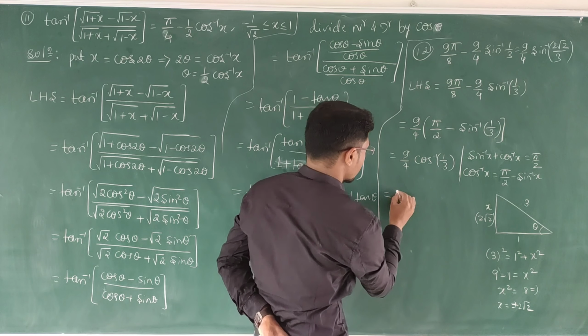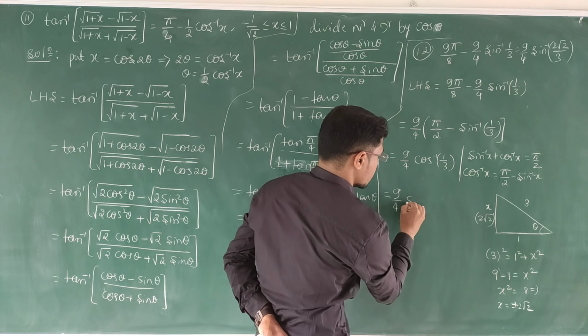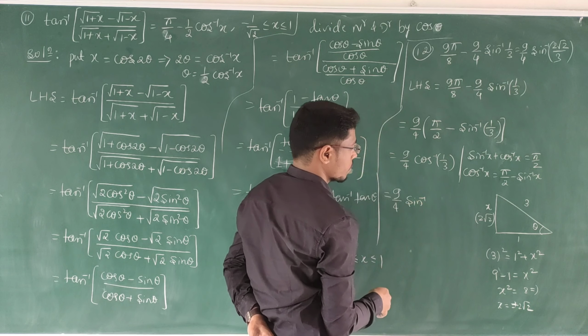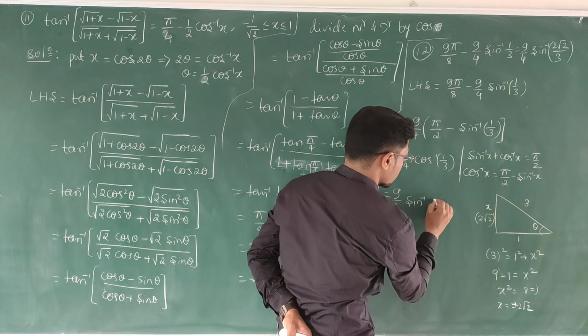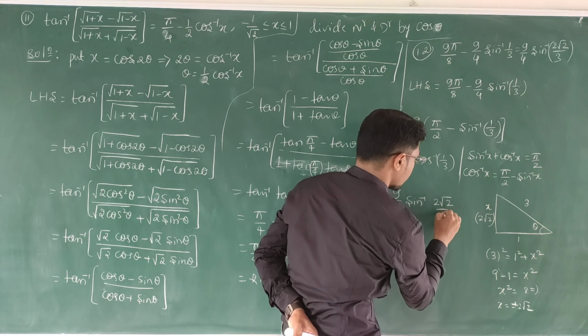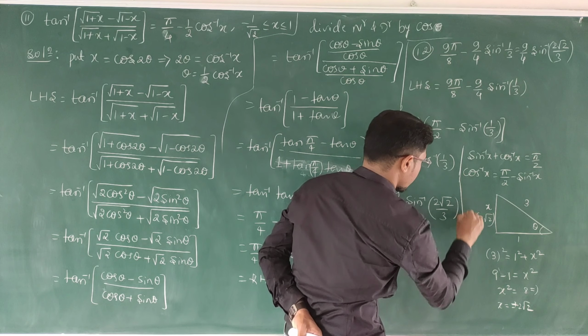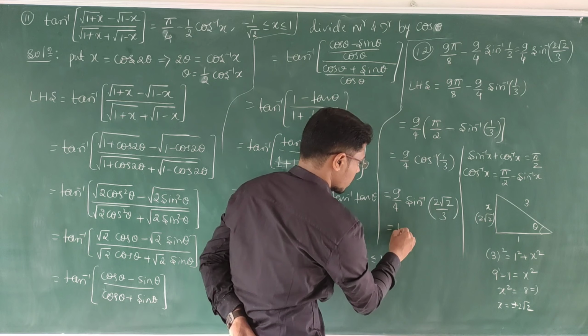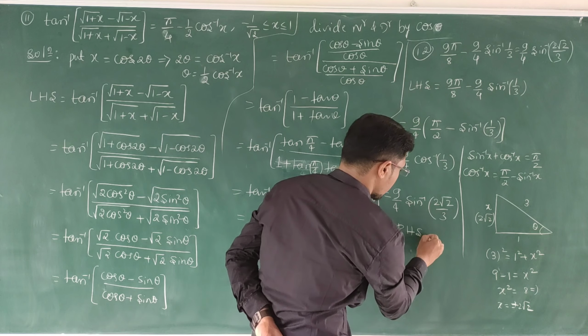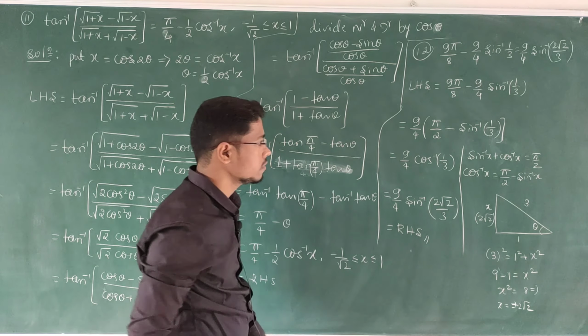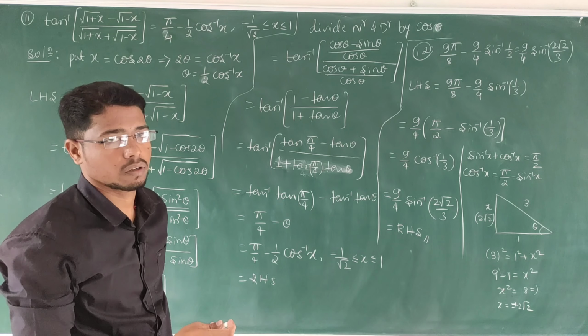So 9 by 4, sin inverse of opposite divided by hypotenuse. Opposite is 2 root 2 divided by 3. So this is equal to the RHS. Very important problem for 3 marks. They will ask this question for 3 marks.